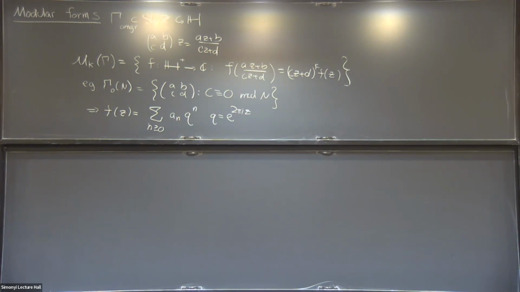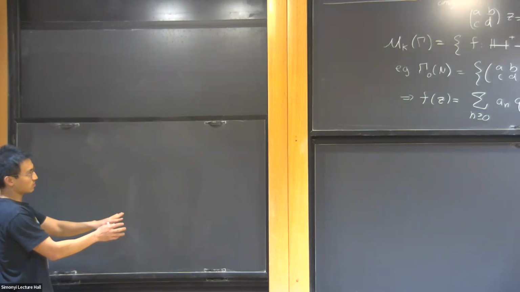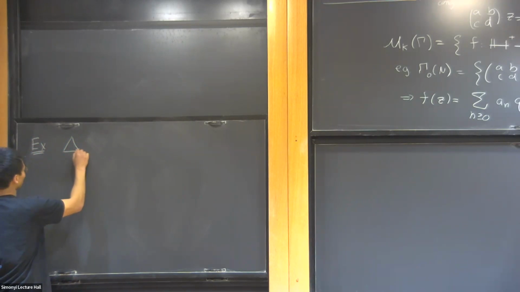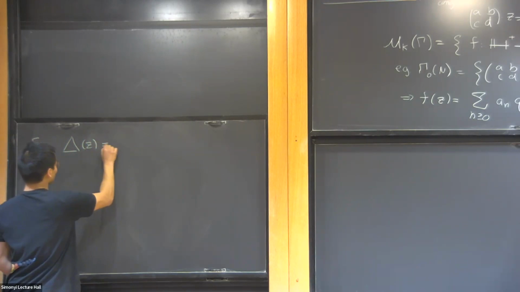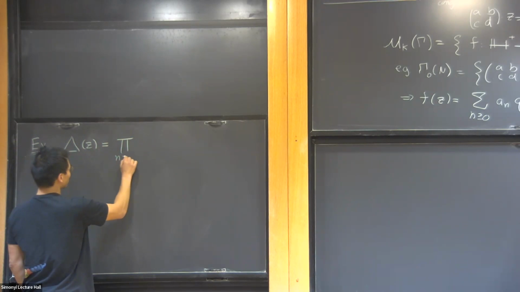Something about this definition, which is not really obvious if you're approaching it for the first time, is that these functions, this space, although a priori a complex vector space, turns out to have an almost integral basis, and furthermore, there are lots of congruences between such modular forms. Let me illustrate this through an example. One of the first modular forms that you learn about is something called the delta function, and its Fourier expansion has the following flavor.